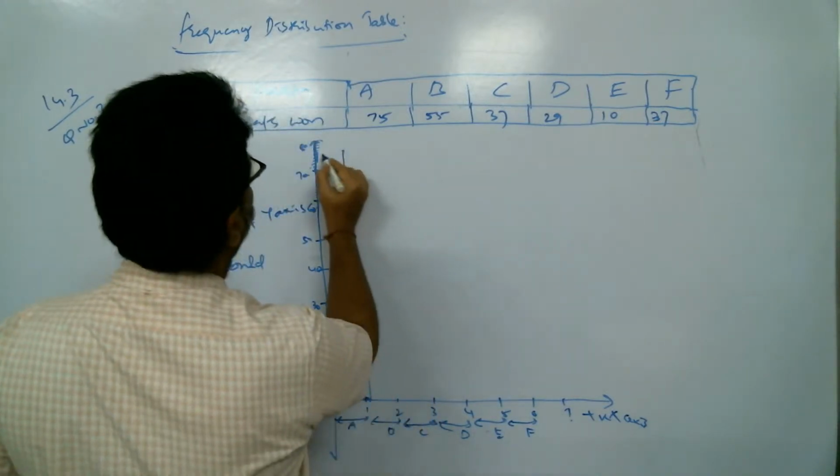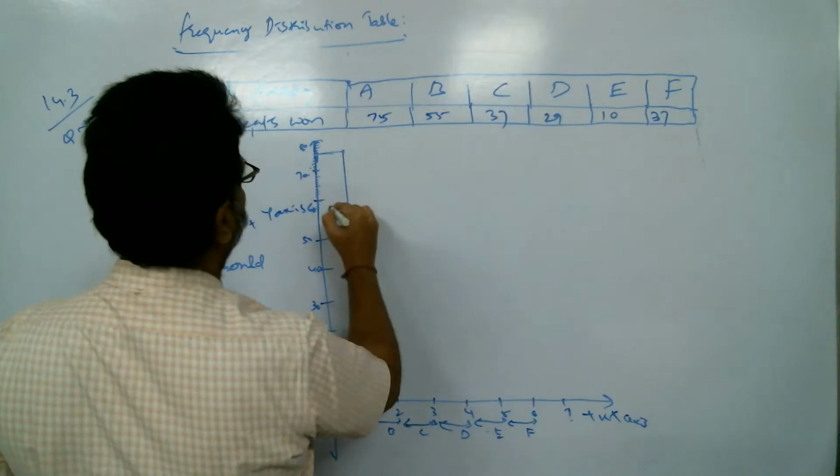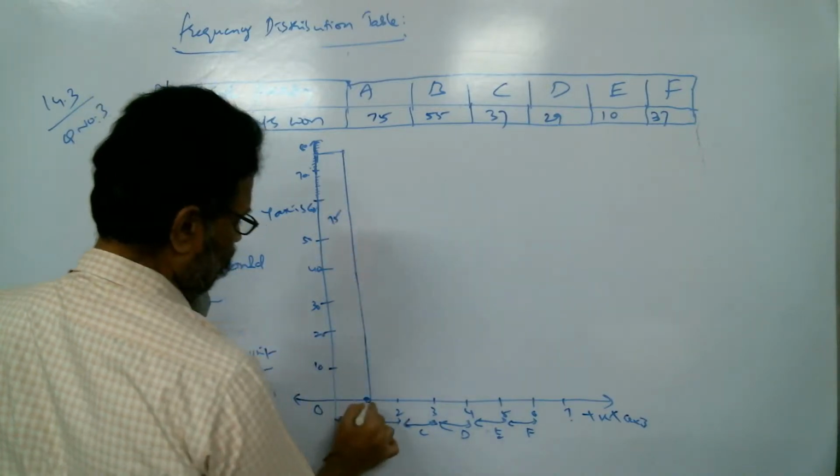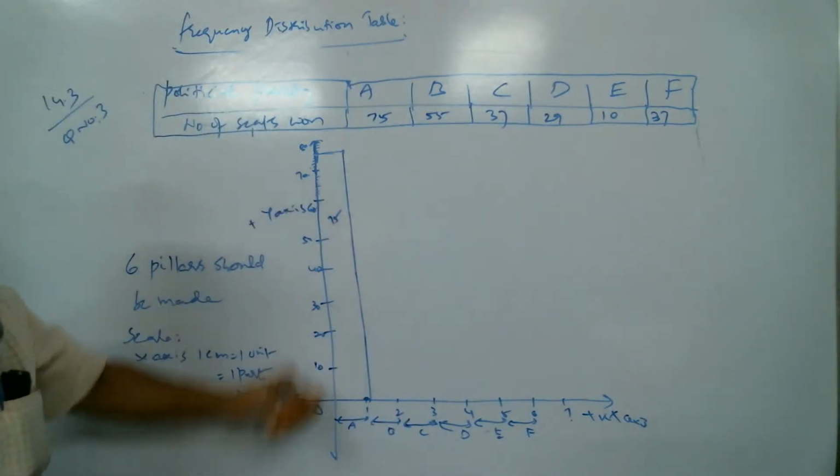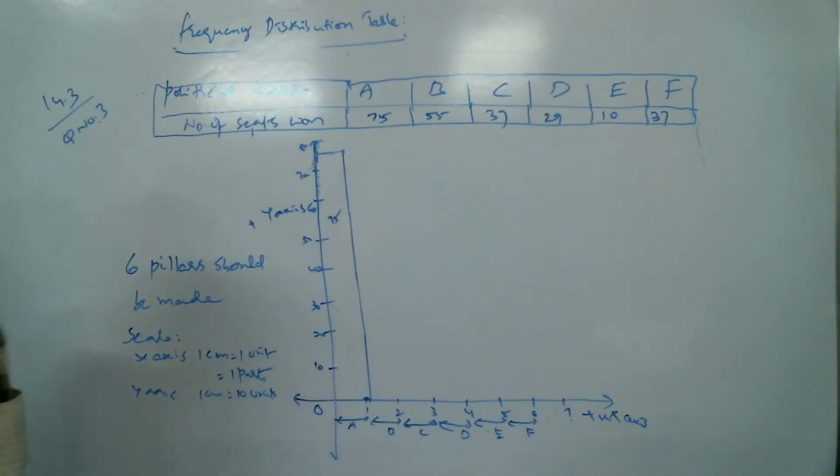This is up to A. So join here. So this is 75. This is A. Are you clear? You can make it one color. Are you clear? Understanding? Okay?